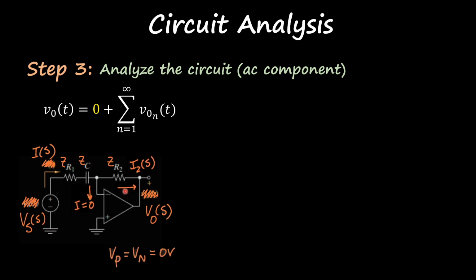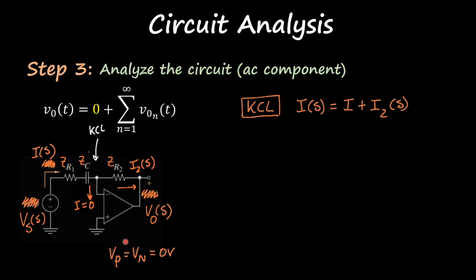Alright, from here I'm going to write what I know about this op-amp in amplifier configuration. I know the current flowing inside of the terminals is equal to 0. I'm going to write also a current here called I2, and I can apply KCL at this node. I also know that the voltage at the positive and negative terminal is equal to 0 volts.